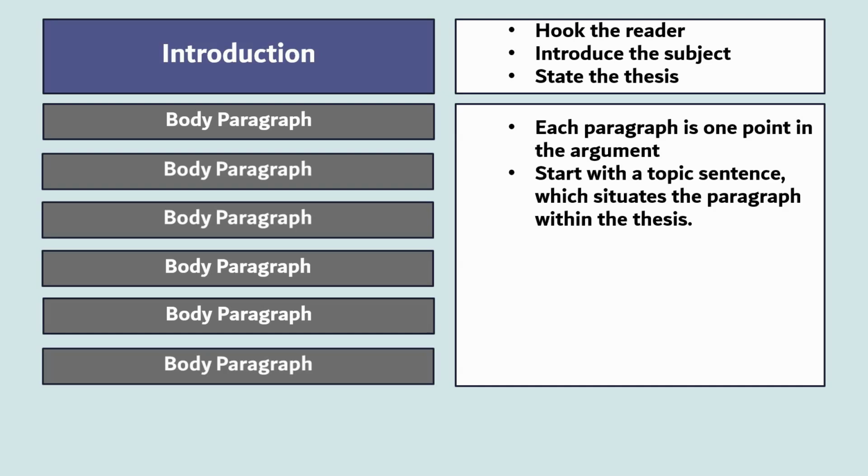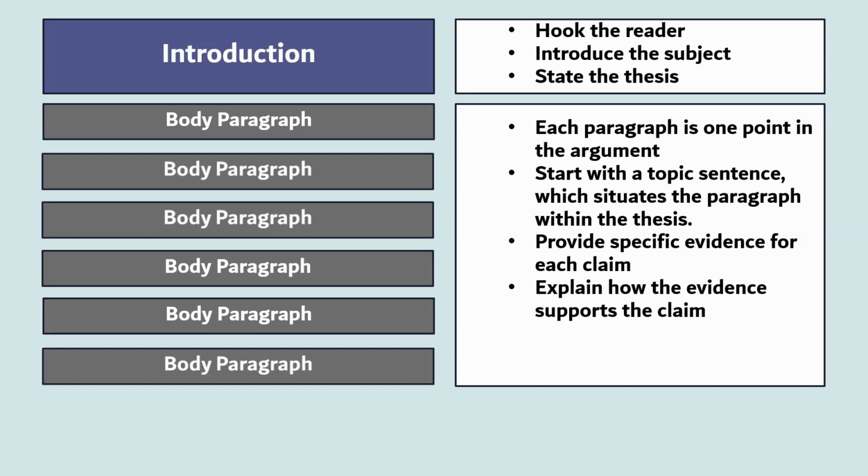You start each paragraph with a topic sentence, which clearly states what role this paragraph is doing supporting the larger argument. You then, in each paragraph, provide specific evidence for each claim, and you explain how that evidence supports the claim. And you use as many paragraphs as you need. You probably have been taught the 5-paragraph model at some point in your education, and there's nothing wrong with that, but you shouldn't limit yourself to 3 body paragraphs. You take as many as you need.